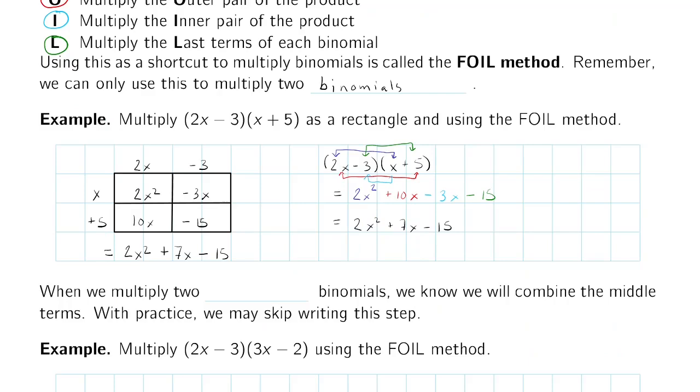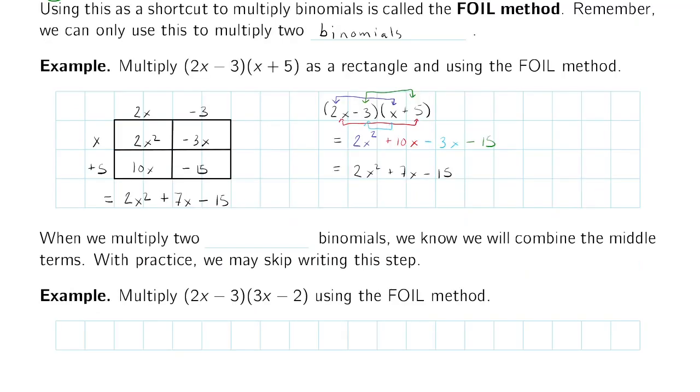Now, we're going to spend a lot of time multiplying pairs of linear binomials. And we know that when we multiply two linear binomials, we're going to end up combining the middle terms, like what we saw here and in the FOIL shortcut here. With practice, we're sometimes going to skip writing that step.